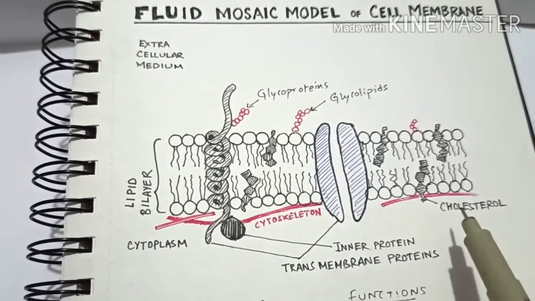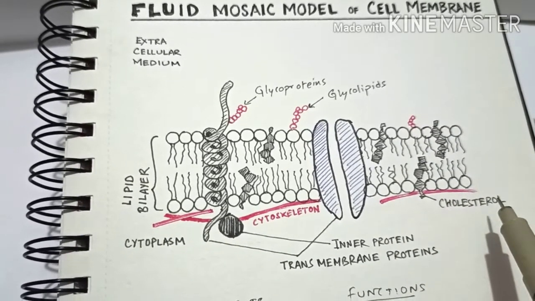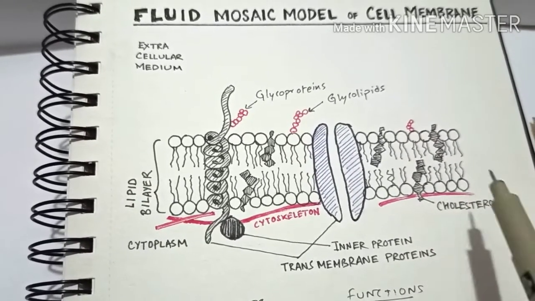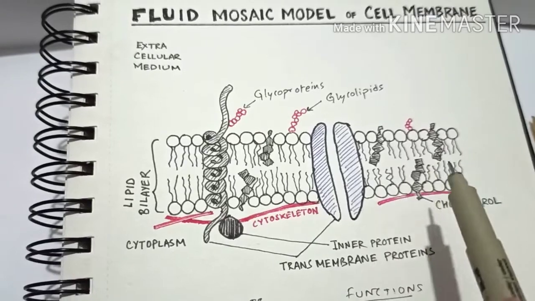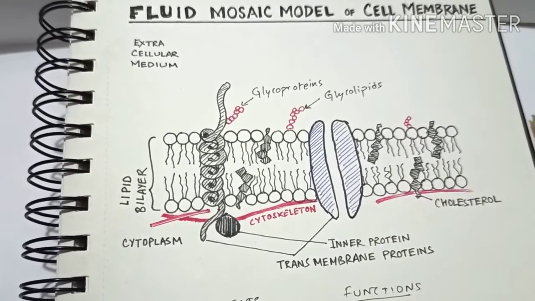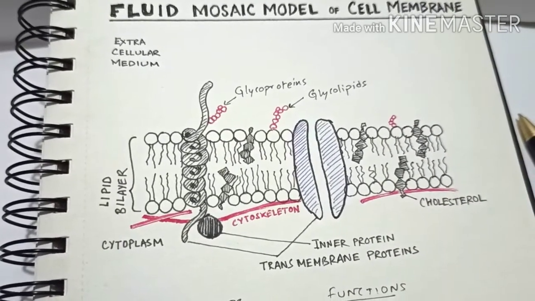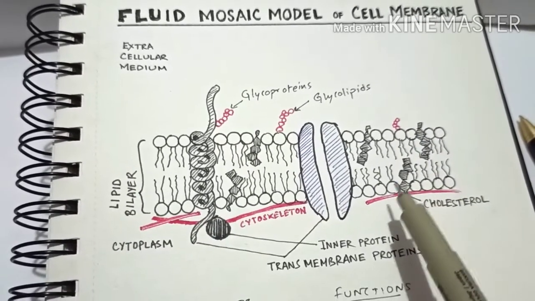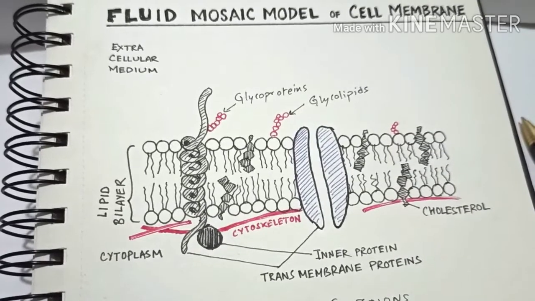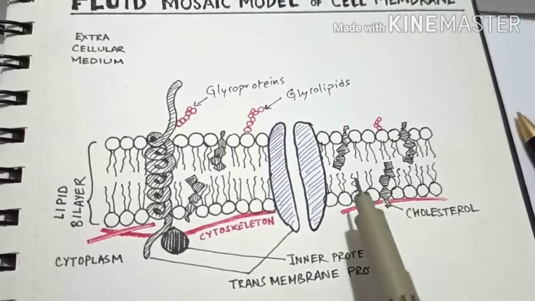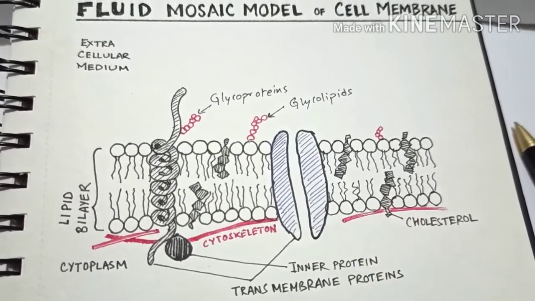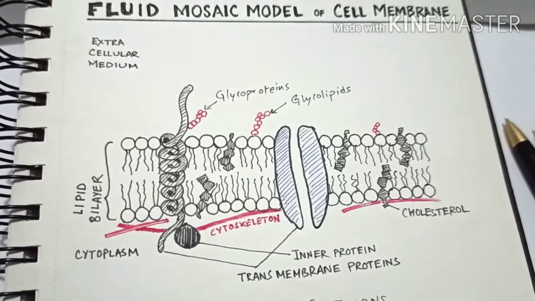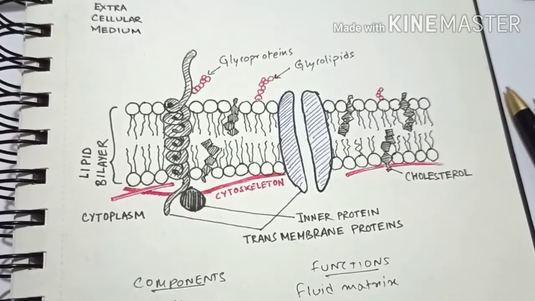Next component, surprisingly, is cholesterol, which is very important. People think cholesterol is not present in the membrane, but in reality it can be found mostly in animal cells, and its main purpose is to dampen any effect of temperature. Because if there is a rise or fall in temperature, the fluidity of the membrane changes, and the cholesterol dampens the entire effect, resulting in maintaining fluidity of the membrane.